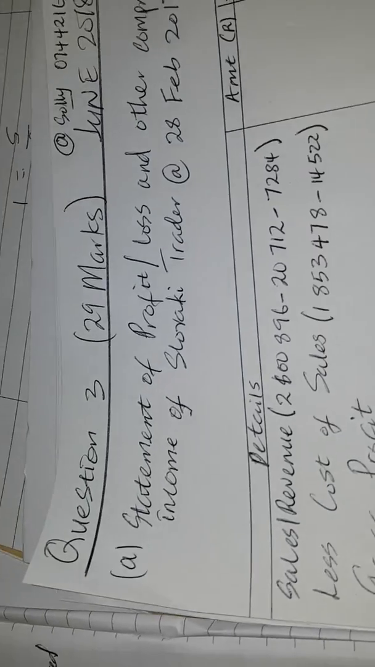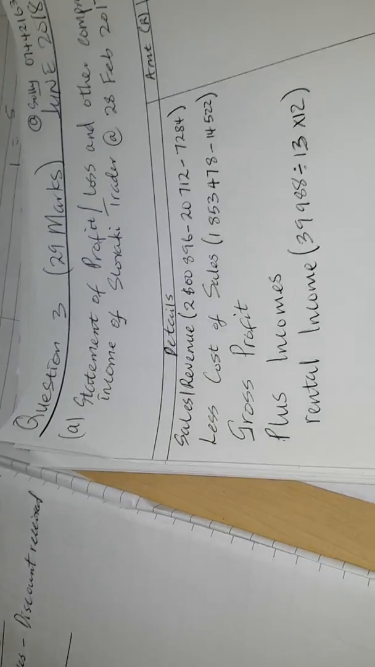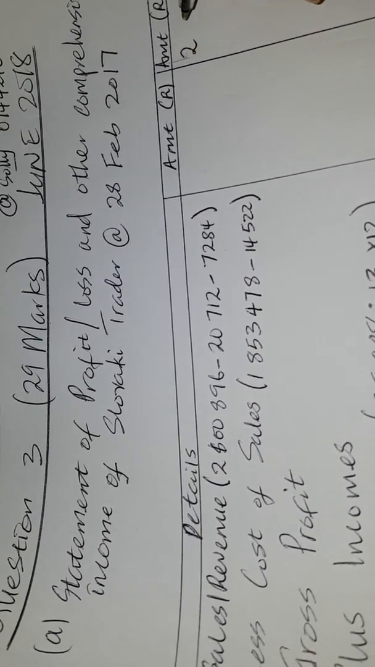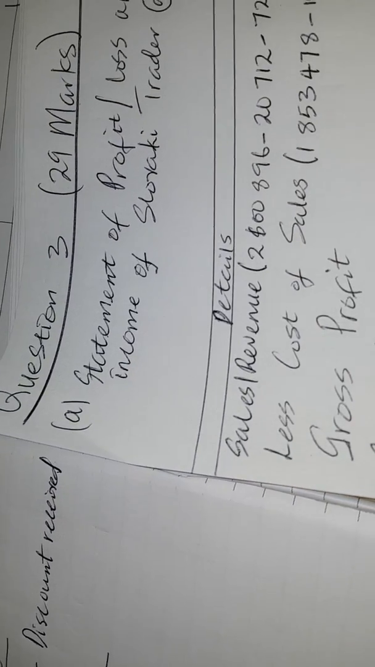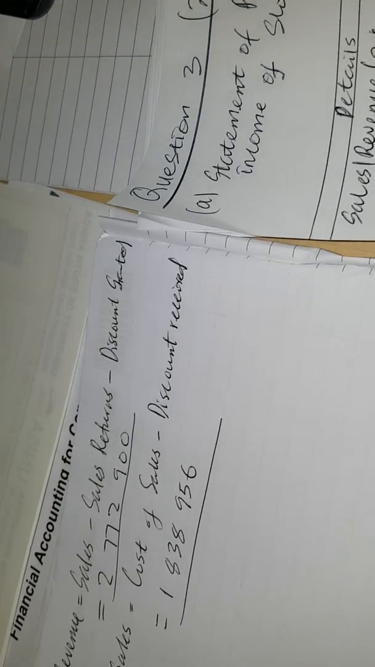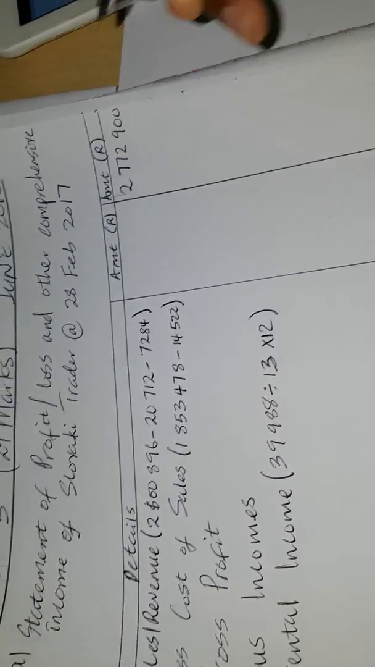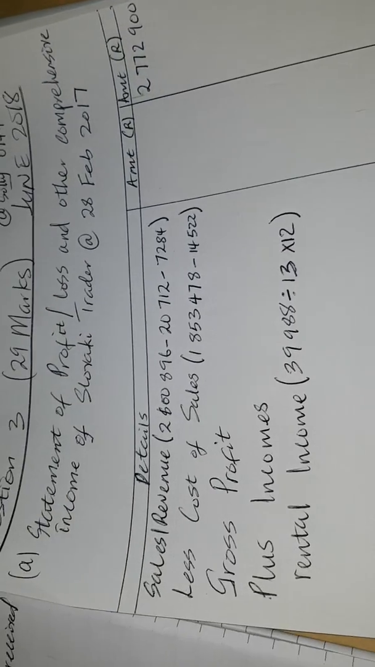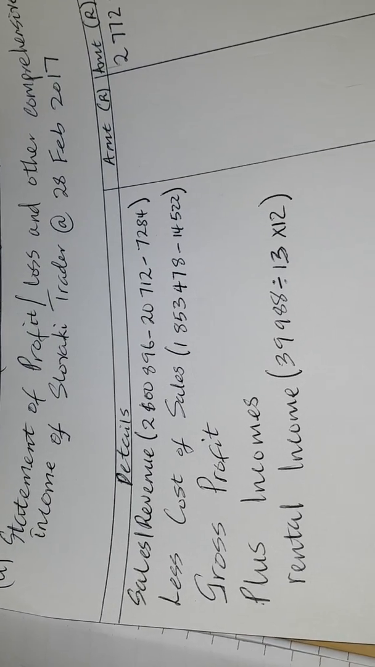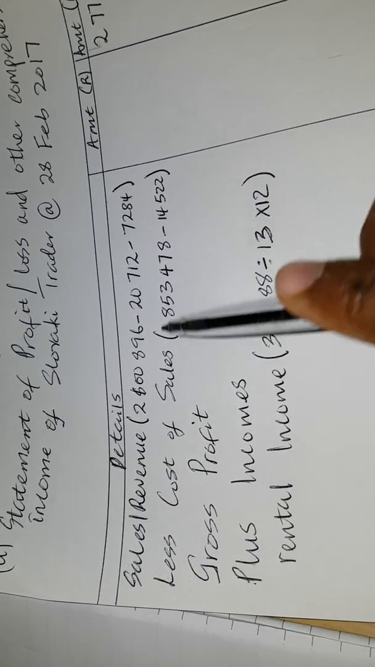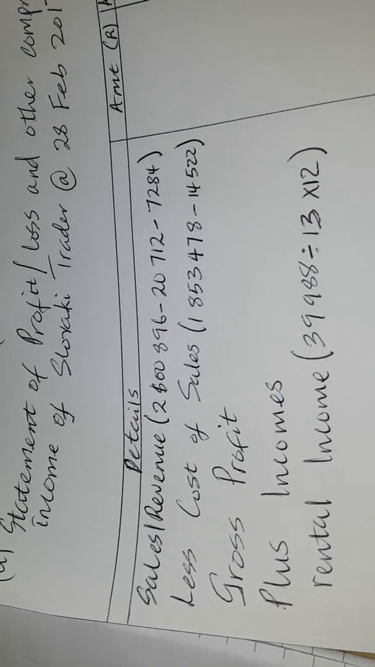So remember, here is for the transaction, here is for the totals. So my sales will amount to 2,772,900. So this is the amount of my sales. So this is what you do when you calculate gross profit. It's sales or revenue minus or less cost of sales. So how do you calculate cost of sales?